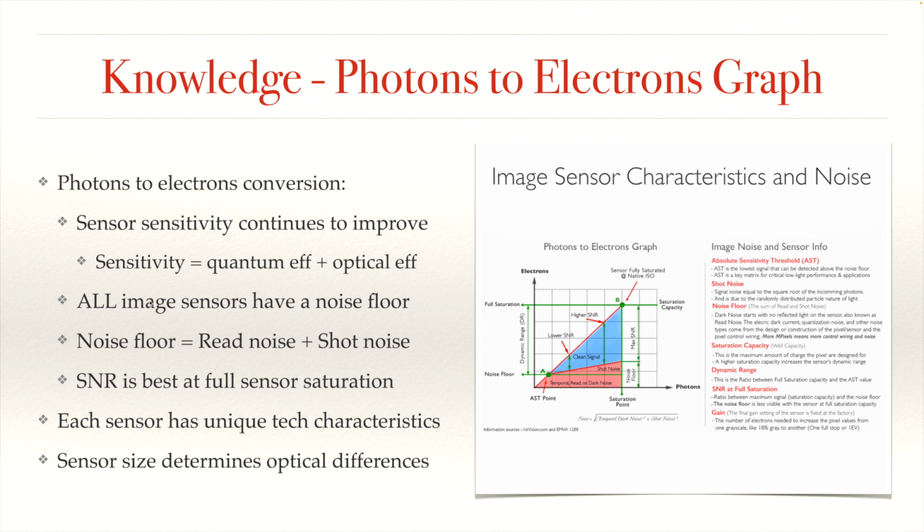Okay, so I just want to stress again that we're looking at sensitivity, which is quantum plus optical. All image sensors have noise. The noise floor in the camera, you can say, is read noise, the sensor noise floor, and shot noise. SNR is best at full sensor saturation. So when I fully saturate my sensor, I get the best SNR values. Each sensor has unique technical characteristics. I think you start understanding this now. You cannot just say the bigger one or the smaller one in terms of technical characteristics. The sensor size only determines optical differences.